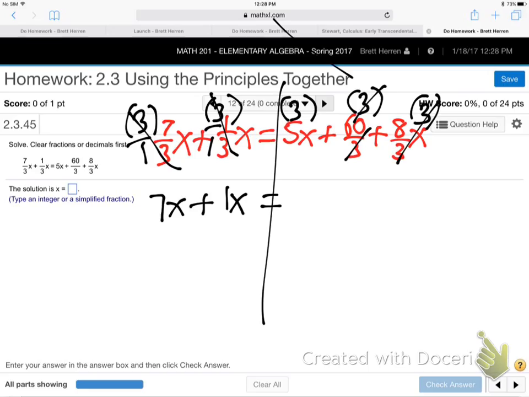Here and here, same thing, 60, 8x. Everybody good there? I don't want to go too fast. So same thing as out here. 3's canceled, drop down to 60. 3's canceled, drop down to 8x. We good with all that? Well, I'm getting rid of all the fractions, aren't I? Just canceling them out of there.